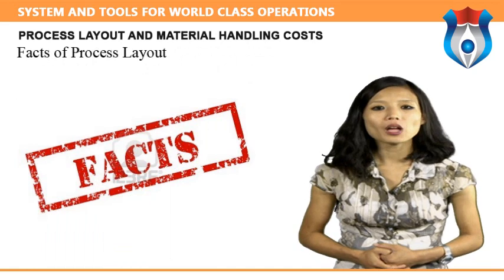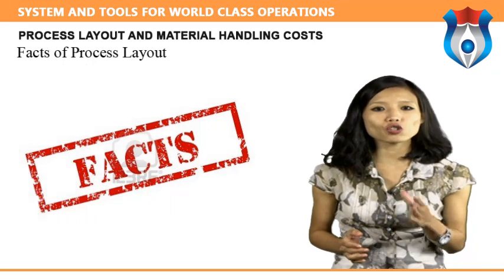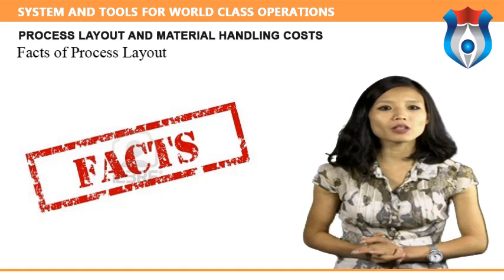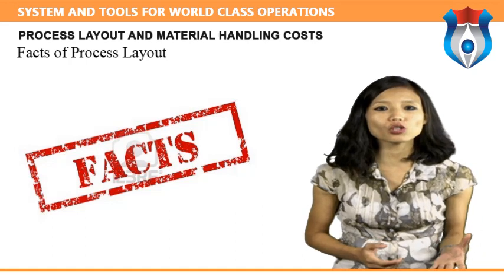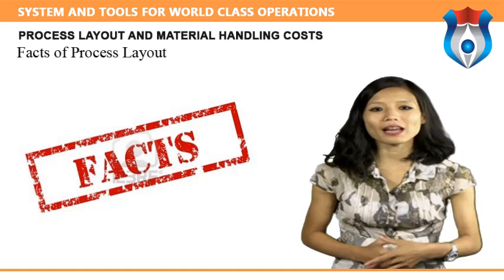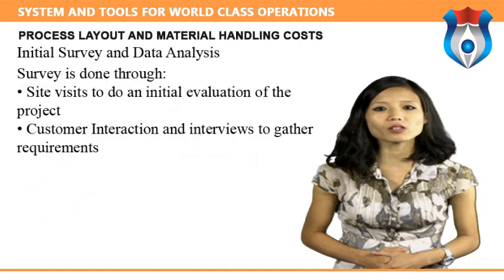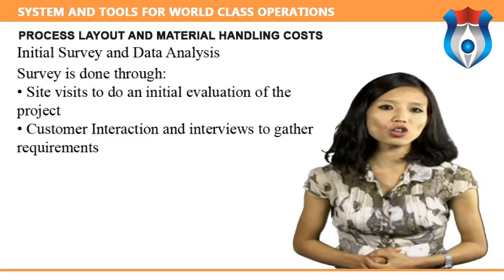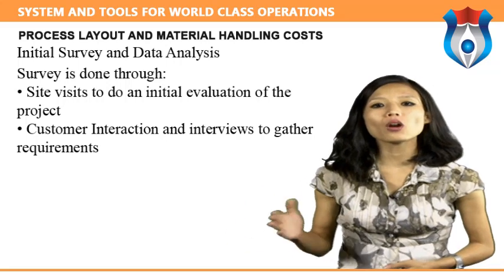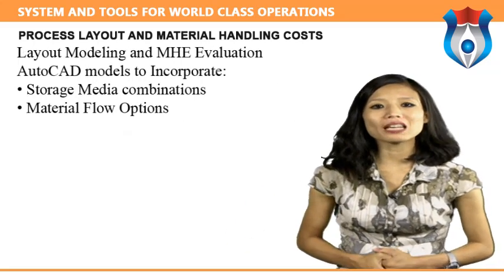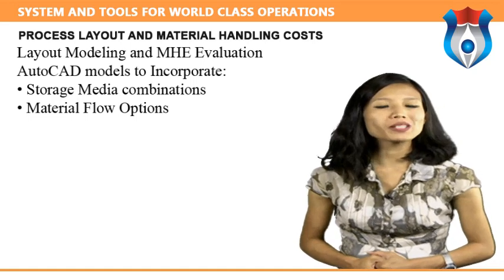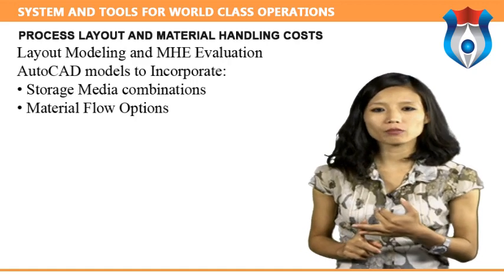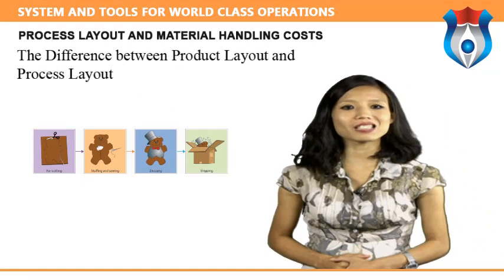Facts of process layout. The process layout is a flexible layout, outstanding for short to average production volume. It is exceptional for medium to high production variety. Plant layout and material handling solution processes can be divided into the following categories. Initial survey and data analysis: a survey is done through site visits to do an initial evaluation of the project, customer interaction and interviews to gather requirements, layout modeling and MHE evaluation, AutoCAD models to incorporate storage media combination, material flow options. The difference between product layout and process layout.